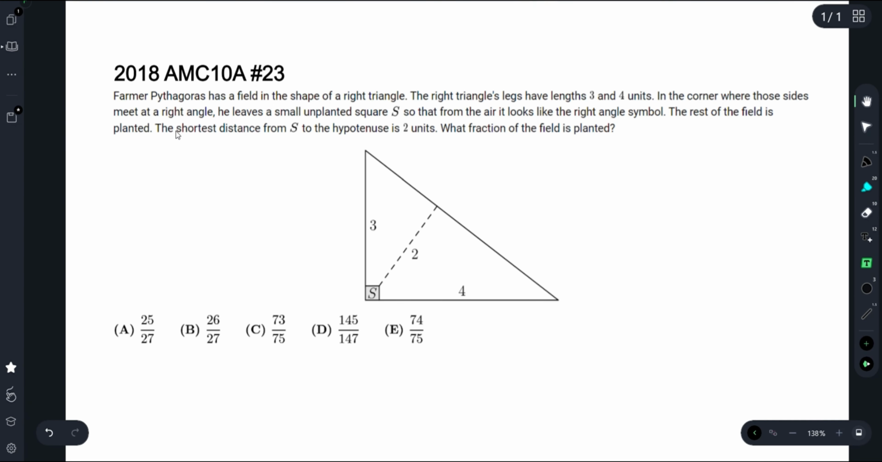Hey guys, today we're talking about the 2018 AMC10A number 23. Farmer Pythagoras has a field in the shape of a right triangle. As the graph shows, the right triangle's legs have lengths 3 and 4 units. In the corner where the sides meet at a right angle, he leaves a small unplanted square S, so that from the air it looks like a right angle symbol. The rest of the field is planted. The shortest distance from S to the hypotenuse is 2 units. What fraction of the field is planted?